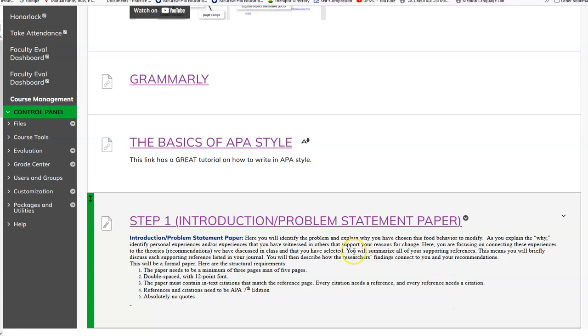You will summarize all of your supporting references, which means, for example, if I say I am going to remove all animal products from my diet for a week, then you probably picked 2 to 3 research studies that support the notion of being vegan. In that, you're going to talk about each one of those studies: the population tested, what the researchers found as the result of removing animal products from their diet, and how that relates to why you're choosing to do that.